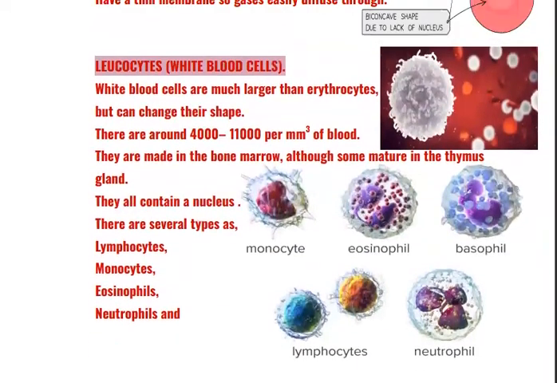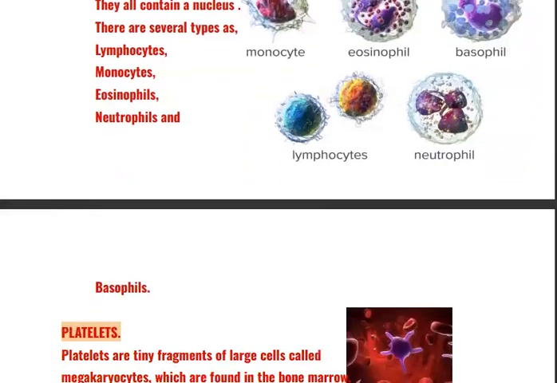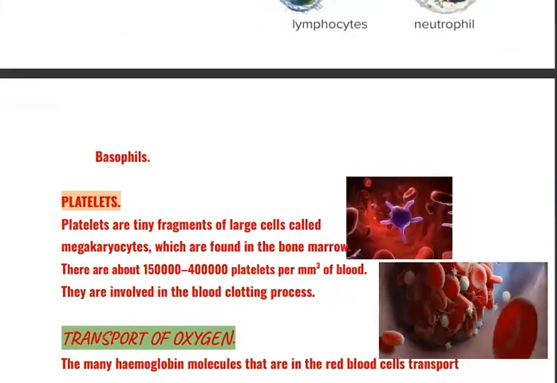Leukocytes, white blood cells. White blood cells are much larger than erythrocytes, but can change their shape. There are around 4,000 to 11,000 per millimeter cubed of blood. They are made in the bone marrow, although some mature in the thymus gland. They all contain a nucleus. There are several types such as lymphocytes, monocytes, eosinophils, neutrophils, and basophils.